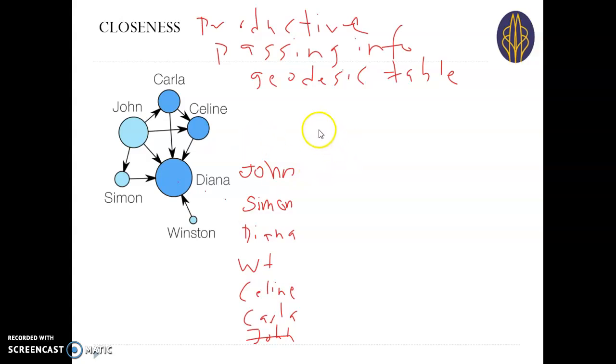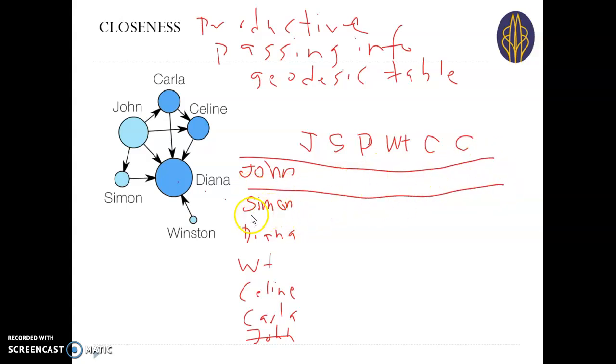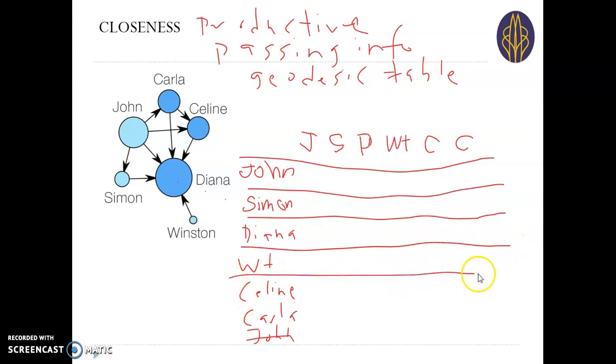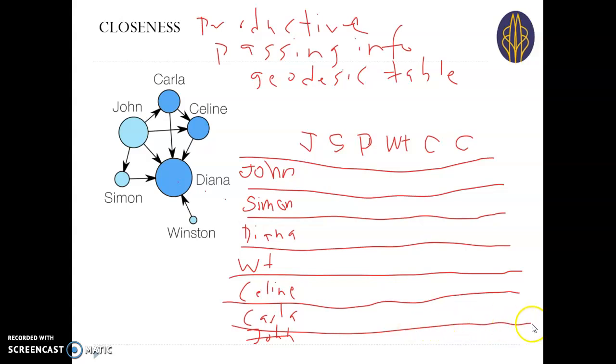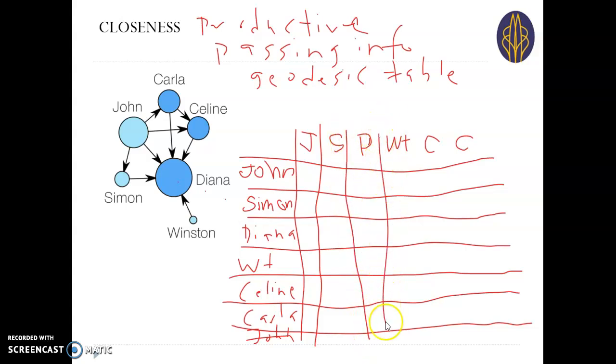You need to draw a geodesic table, so you will have John as well. You will have Simon, you have Diana, Winston, Celine and Carla. So you start to draw the table. Sorry for the very unprofessional table drawn. You're going to see the relationship between them, the shortest path being counted using the geodesic table. So you are drawing the geodesic table. This is Carla and this is Celine. Okay, so you will have another thing which is called the total.